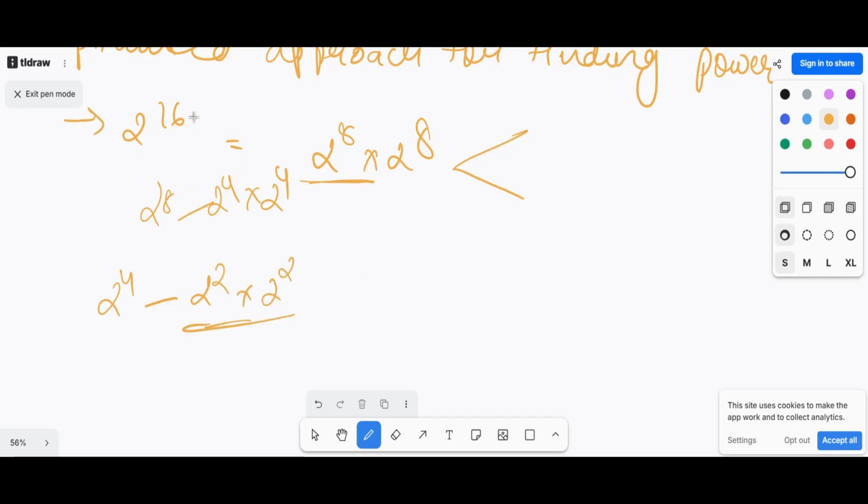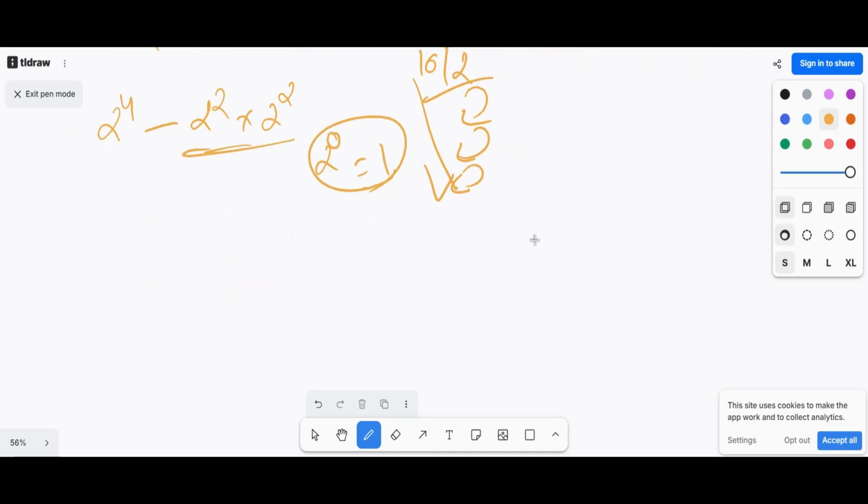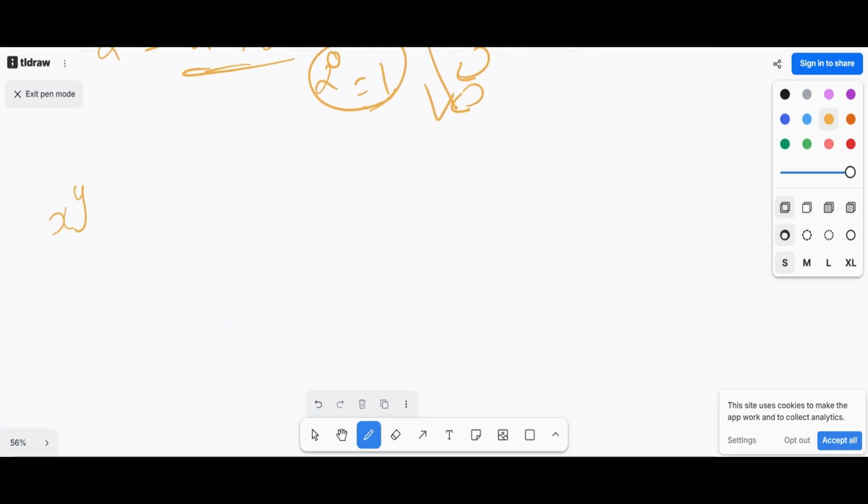So if I divide this power, 16, by 2, I have to keep dividing by 2 until I get 2 raised to 0, which is 1, because something power 0 is 1. So let's say I'm computing x raised to y, and I consider y as even. If y is 0, we will return 1, because something power 0 is 1.